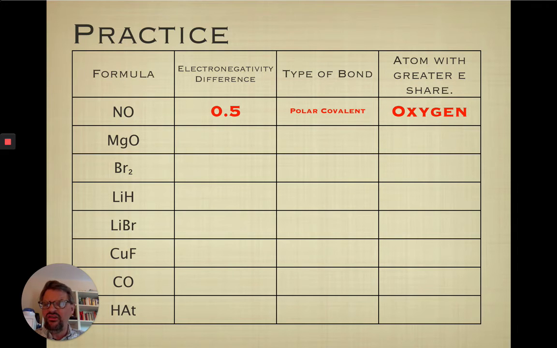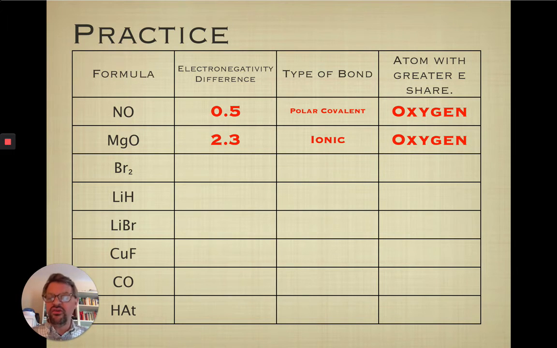The next one, magnesium and oxygen. The difference is 2.3. Choose your bond type. It is an ionic bond. Oxygen takes electrons from the magnesium. Br2, diatomic bromine, two bromine atoms, because it's the same element, there is zero difference in electronegativity. So what type of bond is it? It is a nonpolar covalent bond.